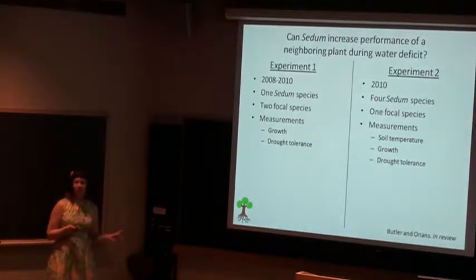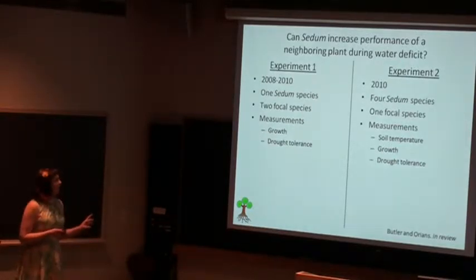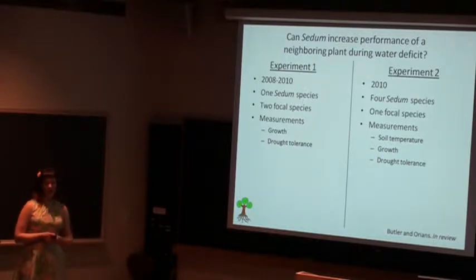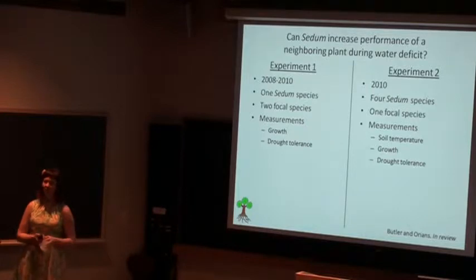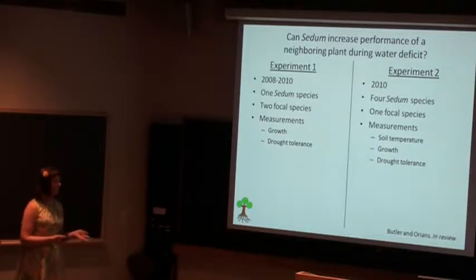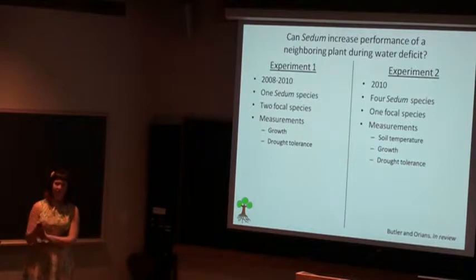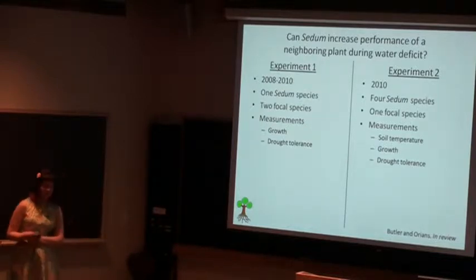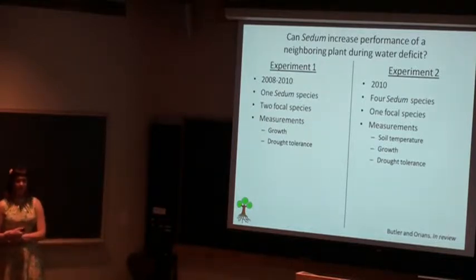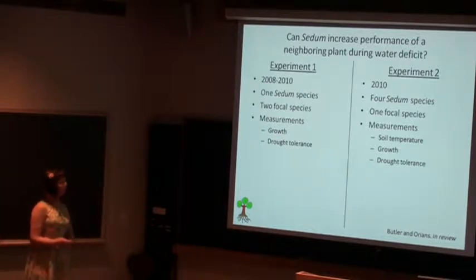So we're taking this idea, moving it up to a roof. I'm going to show you the results of 2 experiments here. And the first one is a 3-year-long experiment. I looked at 1 sedum species, sedum album, and that's actually one of the very CAM-like ones, so it's presumably not using a lot of water. And I looked at 2 focal species and measured growth and drought tolerance. The second experiment is kind of elaborating on that, so it's looking at 4 sedum species and only 1 focal species, and I'm taking the same measurements but also measuring soil temperature.